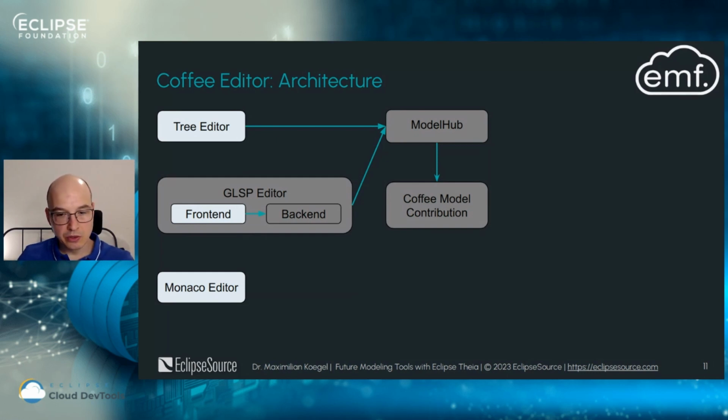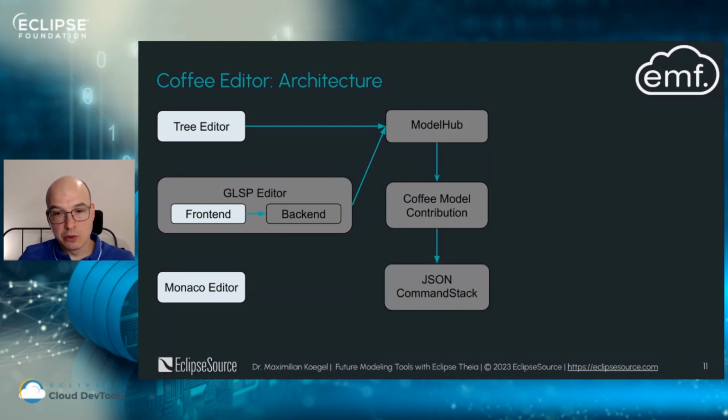A coffee model contribution, if we recap, makes available all the capabilities for a certain model. So in our case, for the coffee model, the capabilities of persistence, validation, cross-reference resolution, and editing domain, and in our case, also a custom API. So the model hub will delegate to that coffee model contribution to be able to deal with the coffee model. A model hub can deal with multiple different kinds of models, and that's actually really desired. So you could also have a model hub that has a coffee model contribution and an Ecore model contribution, if you have such a model.